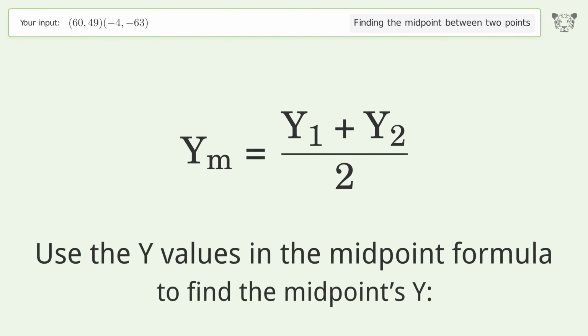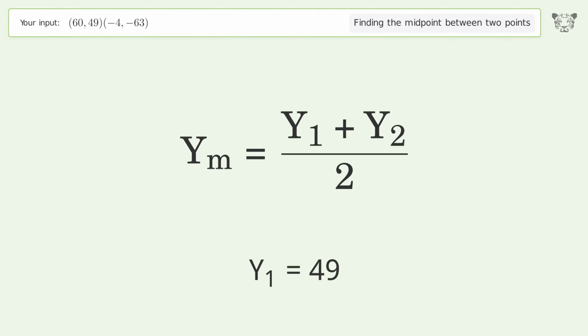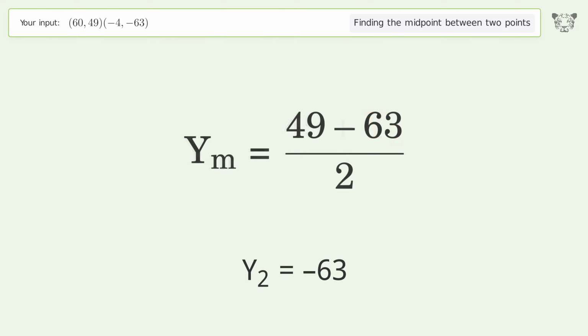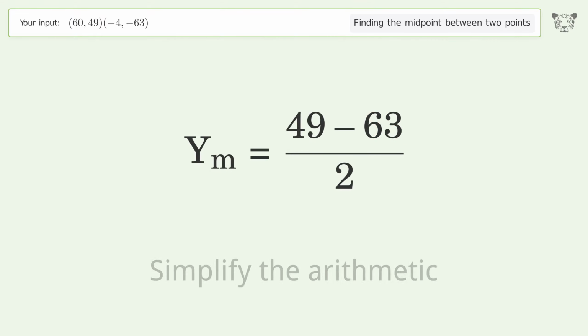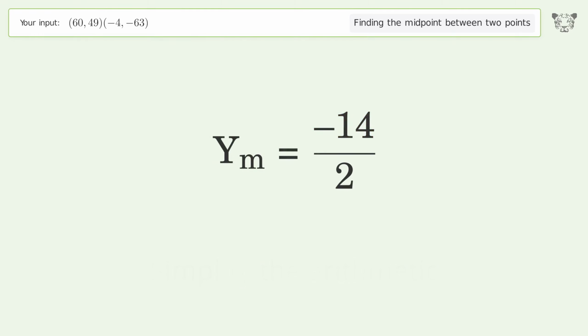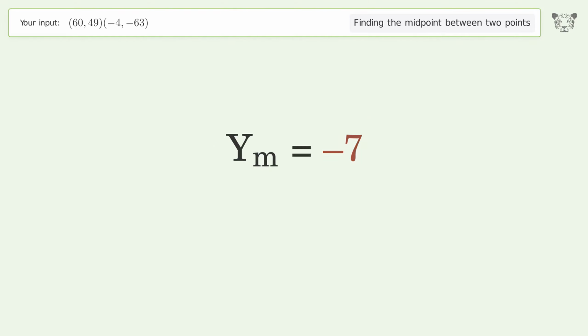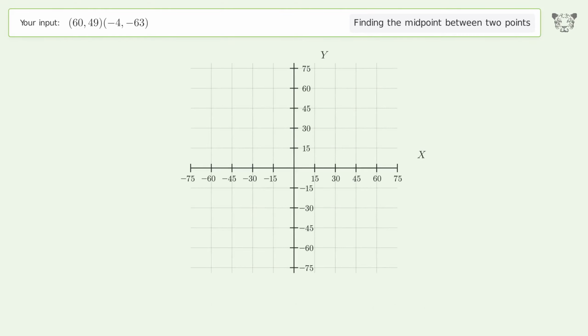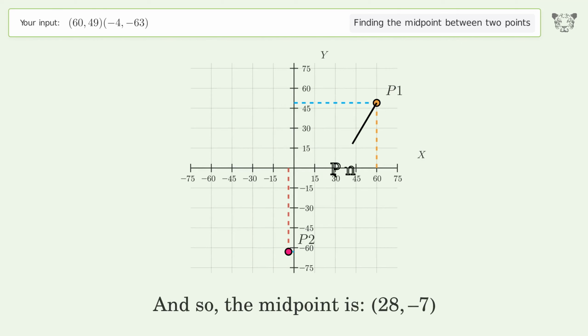Use the y values in the midpoint formula to find the midpoint's y. y1 equals 49. y2 equals -63. Simplify the arithmetic. And so, the midpoint is 28, -7.